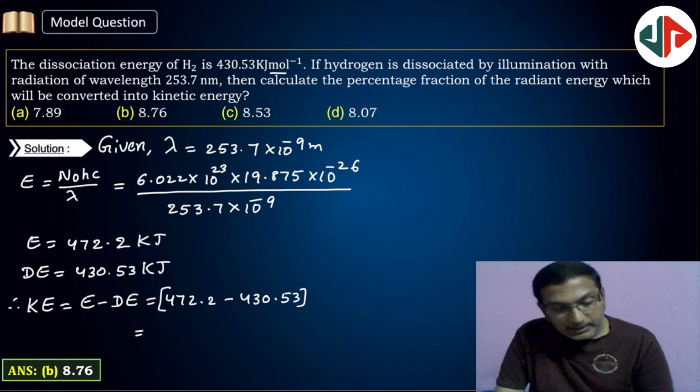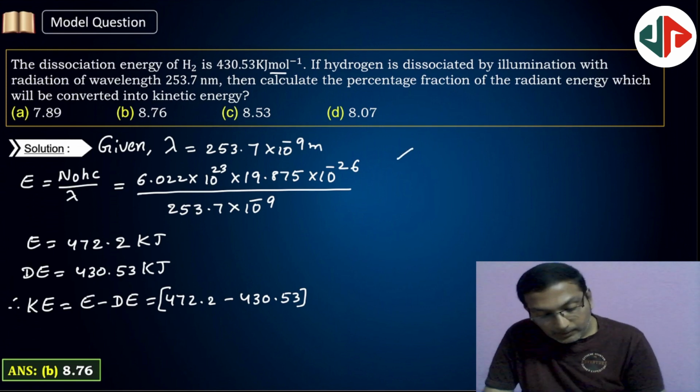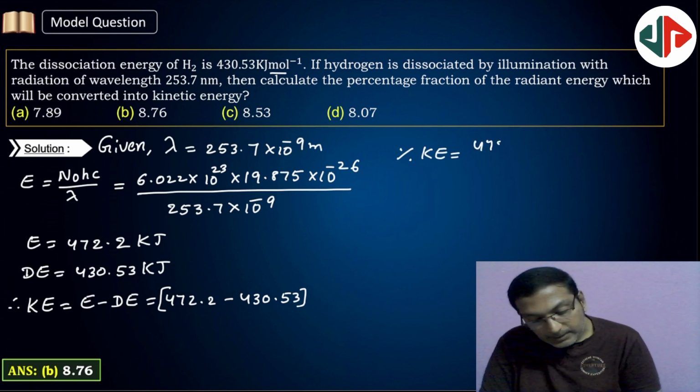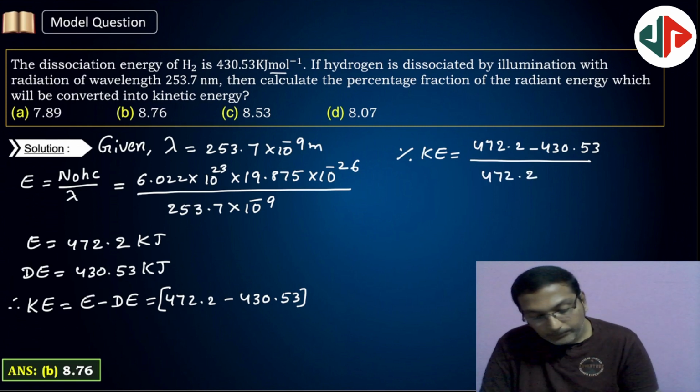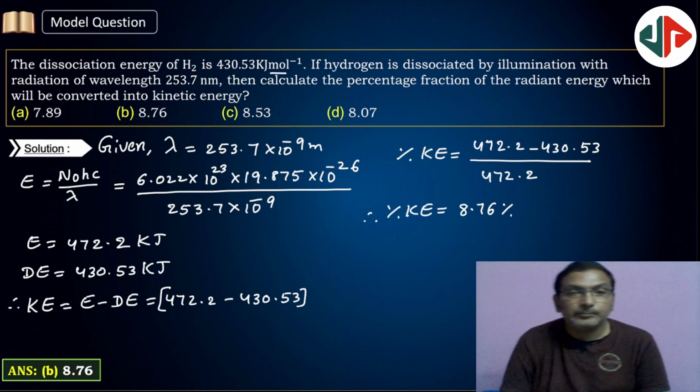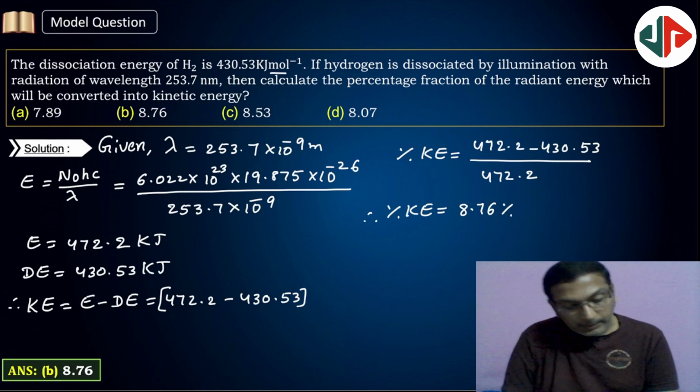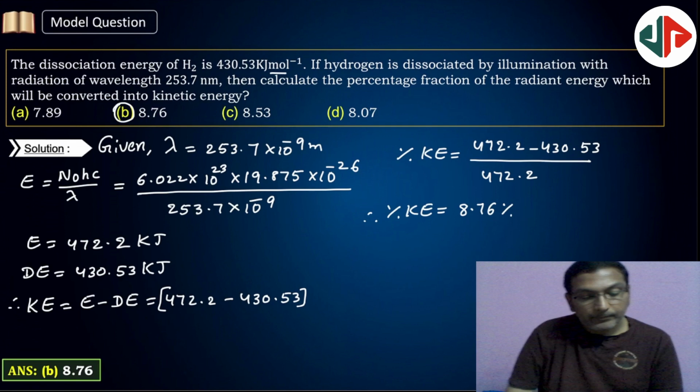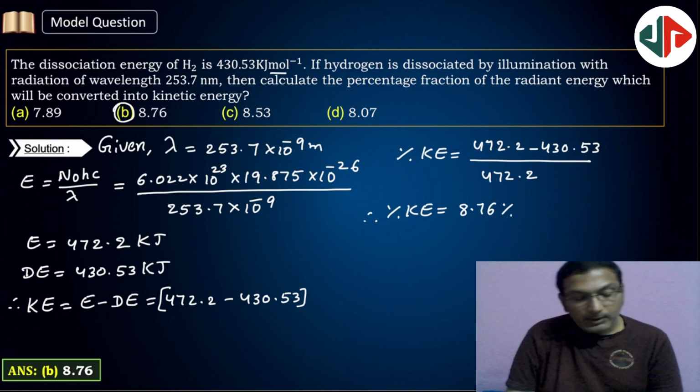So here percentage we should calculate. Percentage of kinetic energy equal to 472.2 minus 430.53 divided by initial value 472.2. Therefore, percentage of kinetic energy equal to 8.76%. So option B.